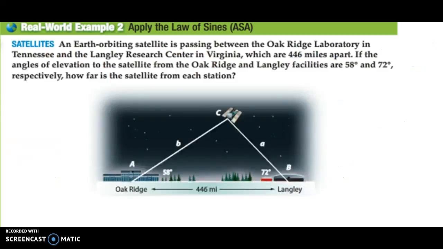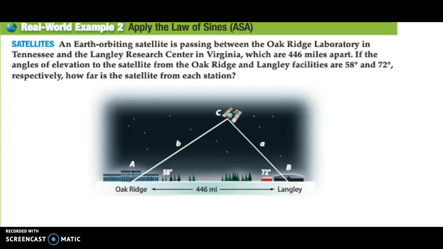Now what we can do is apply our law of sines to a word problem. It says an Earth orbiting satellite is passing between Oak Ridge Laboratory in Tennessee and the Langley Research Center in Virginia, which are 446 miles apart. If the angles of elevation to the satellite from the Oak Ridge and Langley facilities are 58 degrees and 72 degrees respectively, which means in that order, how far is the satellite from each station?